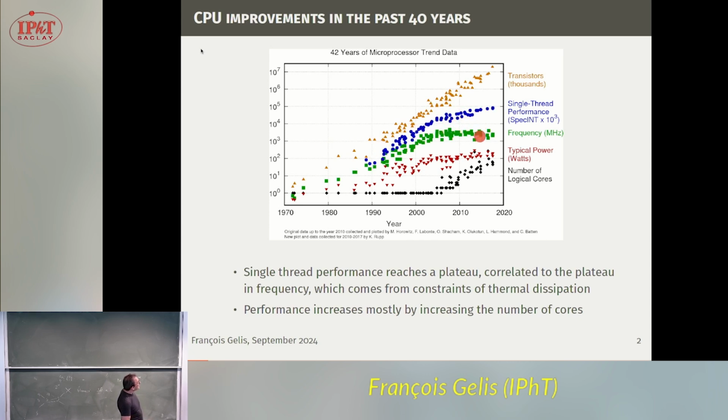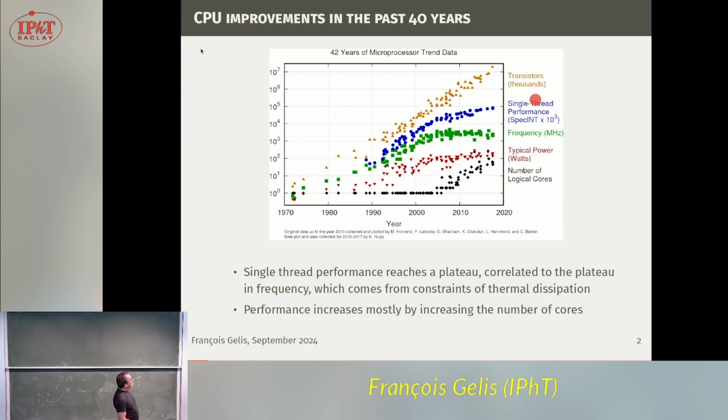And this is compensated by another evolution of CPUs, which is that since we cannot increase the performance of one core, we will increase the number of cores. And now you see that the number of cores in very high-end CPUs is reaching a number of the order of 100, sometimes a little more.